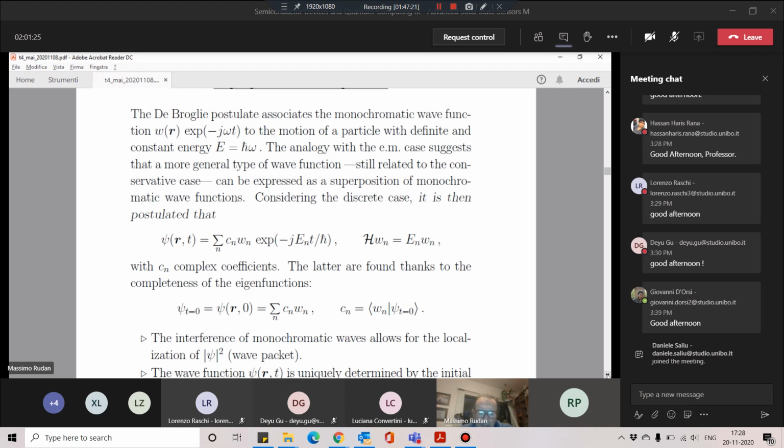Then we place these functions W sub n and these numbers E sub n in the expansion and claim that this is the general wave function of the problem, in which the coefficients for the moment are not known. They are the coefficients, the complex numbers that help in building up this sum. Okay?